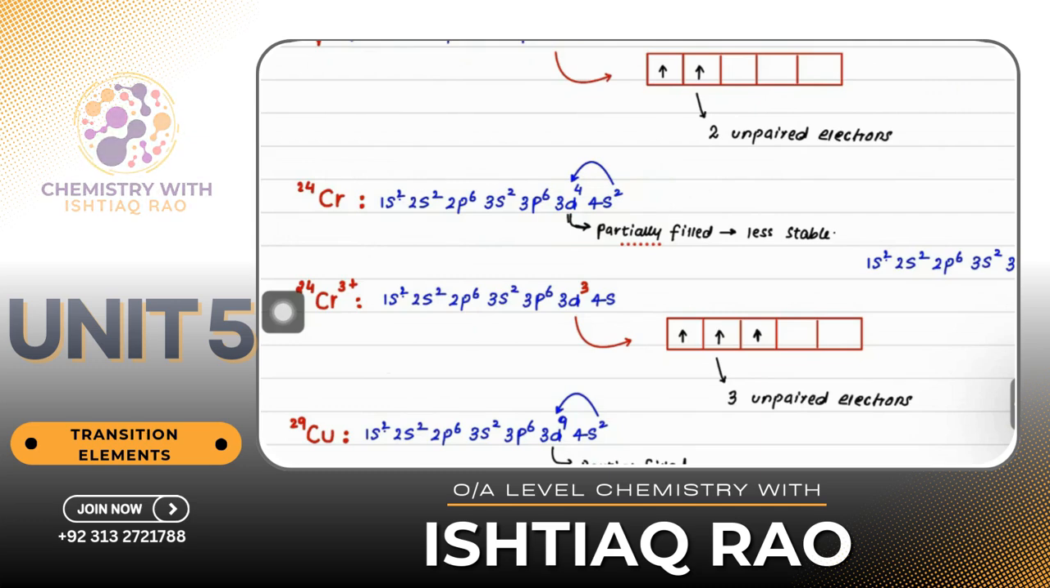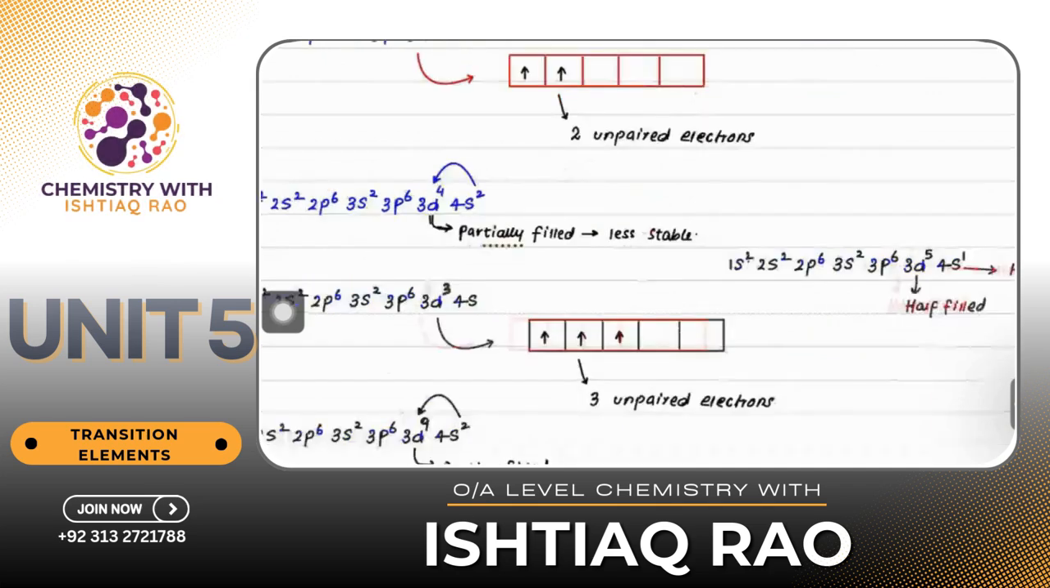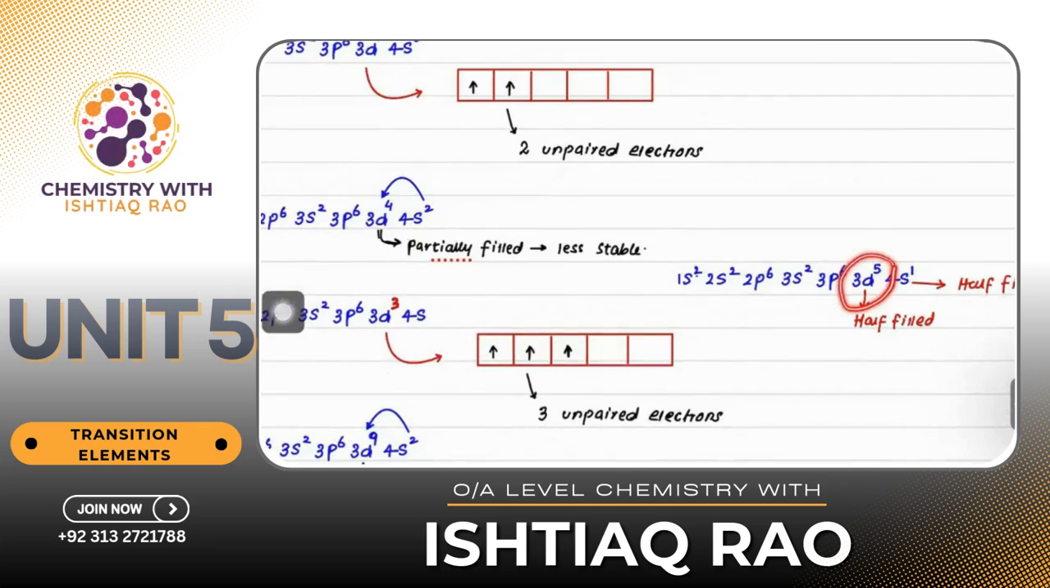So it's neither fulfilled nor half filled. How can I make it stable? One electron would be going from 4s to 3d. Finally, it would become 3d5 and 4s1. 3d5 and 4s1, both are stable orbitals.